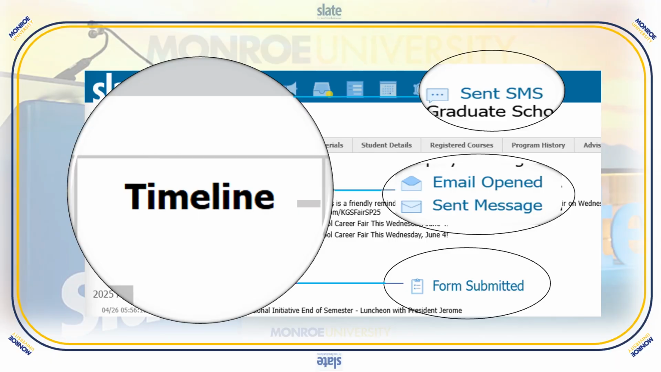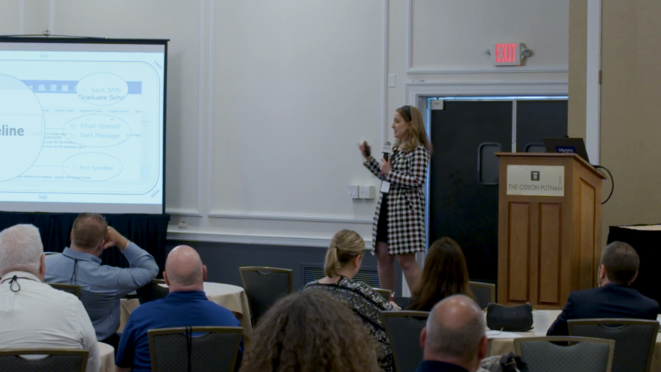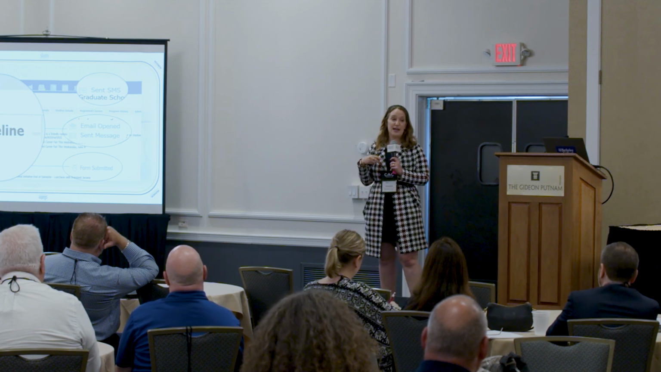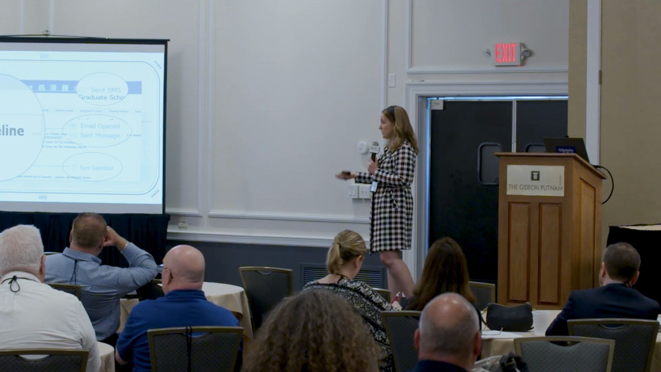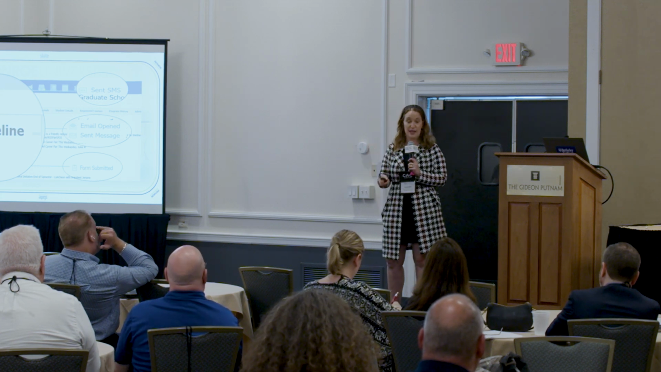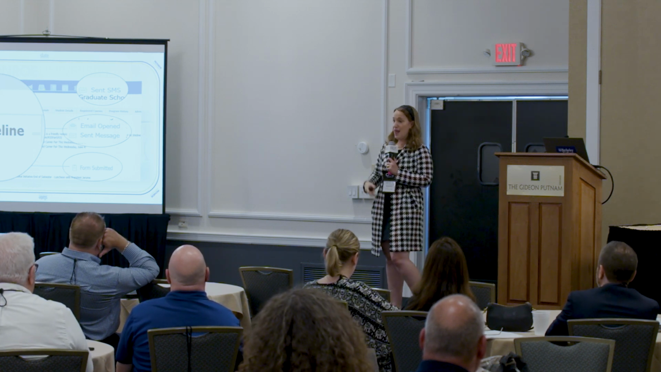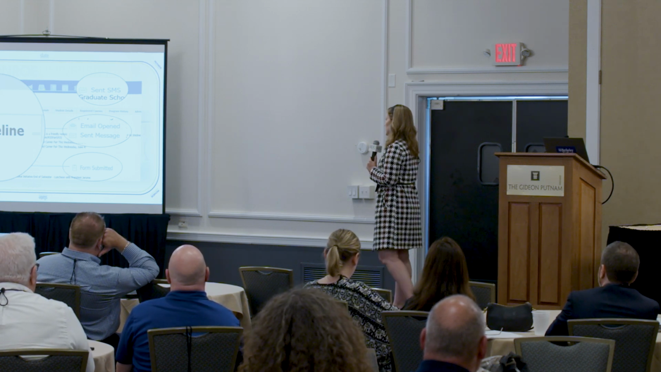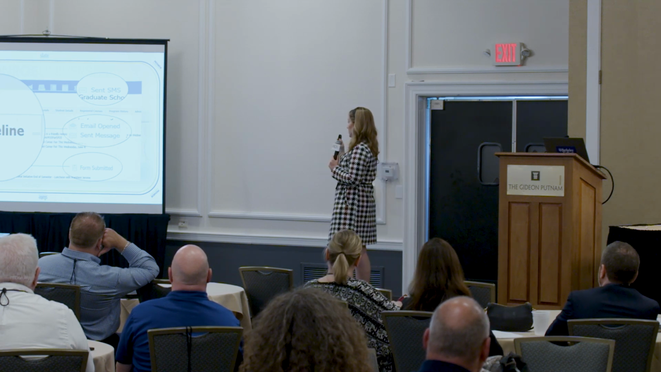The next nice thing, just like Slate for admissions has, we have our timeline. We're able to email and text students directly from the platform, and then I can see if they opened my email. I could put on all their advisors, I could put on their professors, I could curate those emails exactly how I would curate them from my inbox, and it looks like I sent it from my inbox. That's something I have used a lot. We could also see if a form was submitted for the student.